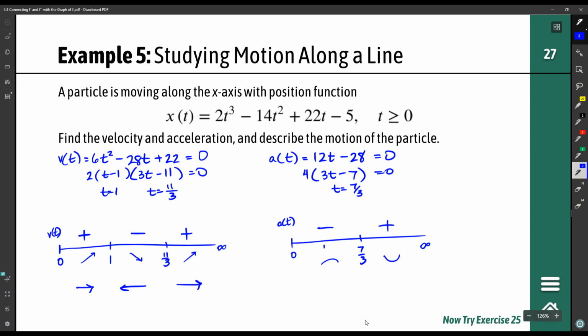So when the acceleration is negative, that means we are decelerating. And when the acceleration is positive, that means we're accelerating. And that tells us about the motion of that particle.